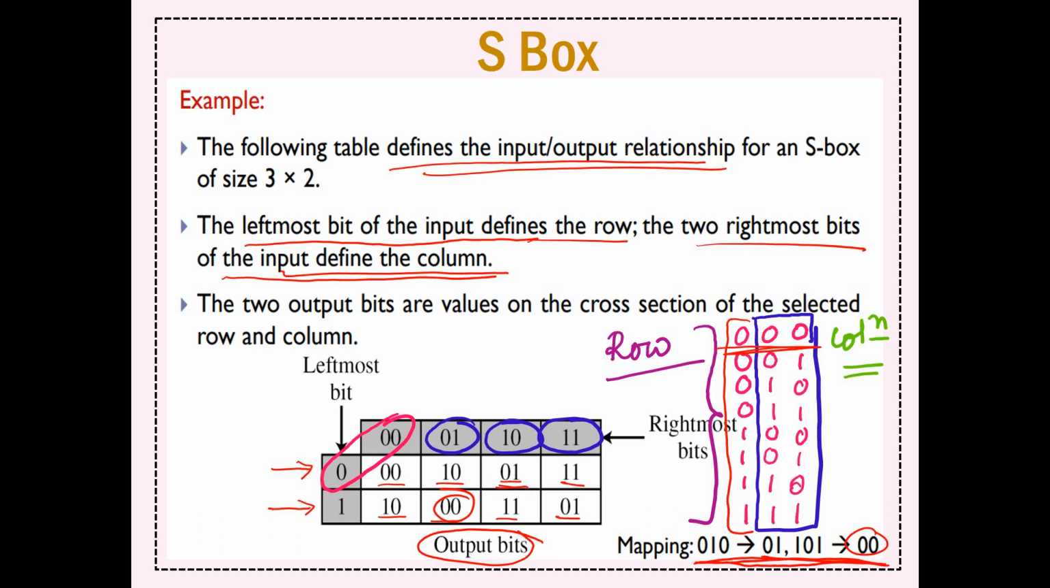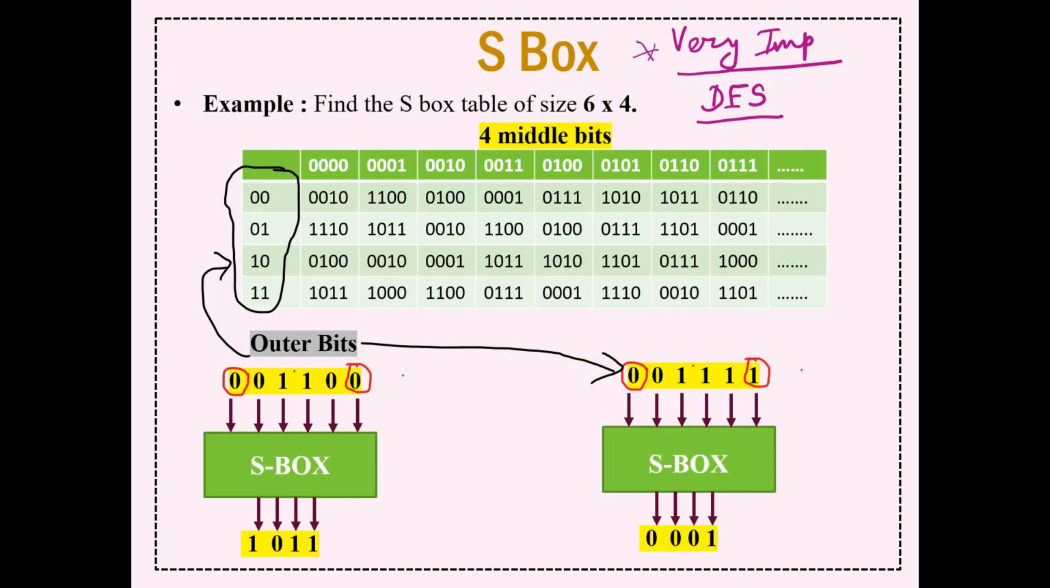To give you another example, where we have more than 3 bits, please make a note of the keywords here. This is a 64-entry table of 6 cross 4. It's very important because we will soon find that this plays a role in DES as well. What we are looking at is 6 inputs and 4 outputs, so some kind of compression is happening here as well. 6 inputs we are including, 4 outputs we are getting.